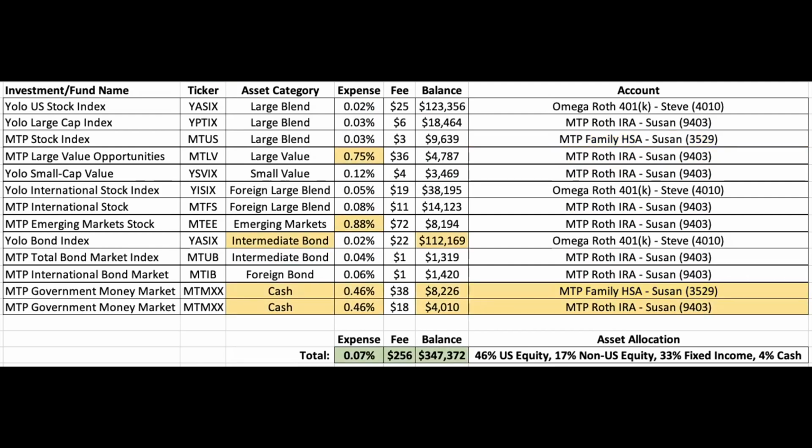In this complete example, I have highlighted the higher expense ratios, the significant fixed income position within Steve's Roth 401k, since they don't expect to spend it for at least 10 years, and the cash held within Susan's HSA and Roth IRA, which also happen to be misaligned with their savings objectives. In green, I've highlighted their low investment expenses as both a percentage and a dollar amount, and also their total tax-free balance, which will provide tax-optimized retirement distribution, medical reimbursement, and primarily tax-free inheritance to their beneficiaries.